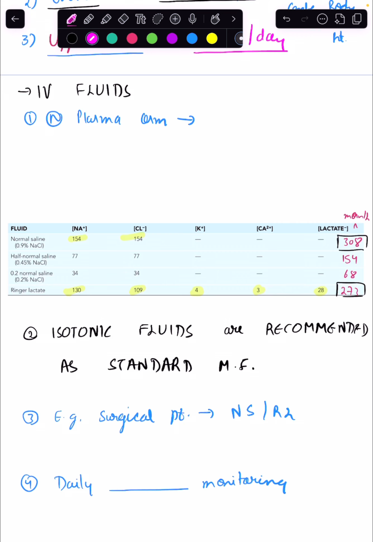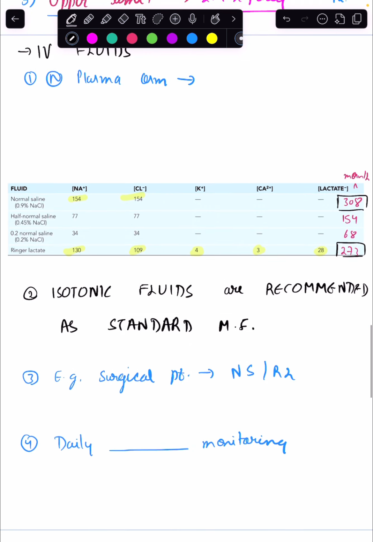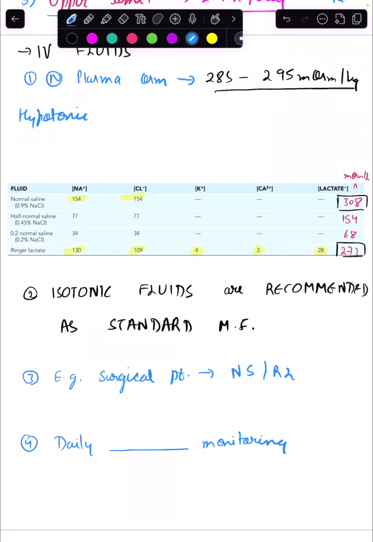The normal plasma osmolality is between 285 to 295 milliosmol per kg. So whatever fluid we are giving, it should be isotonic with the plasma osmolality. Otherwise, if we give a hypotonic fluid through a peripheral line, water will enter the RBCs and can lead to hemolysis, and also there is risk of hyponatremia.